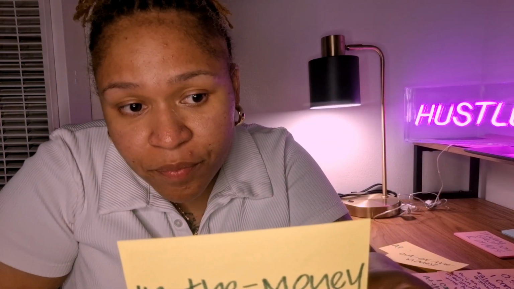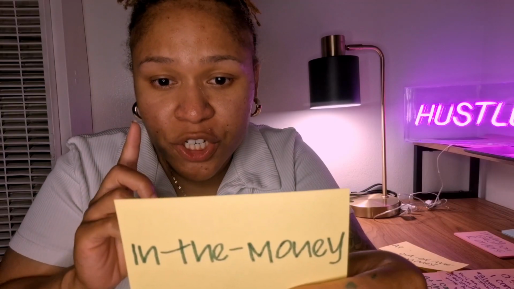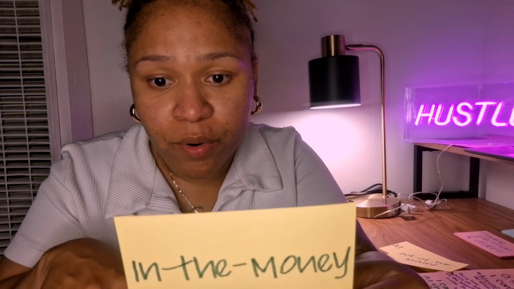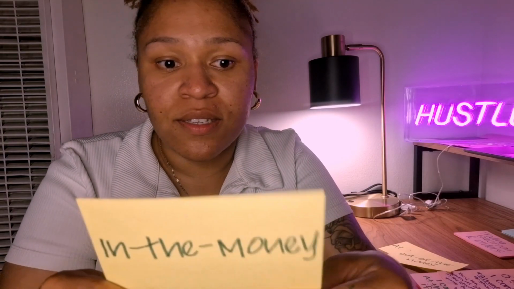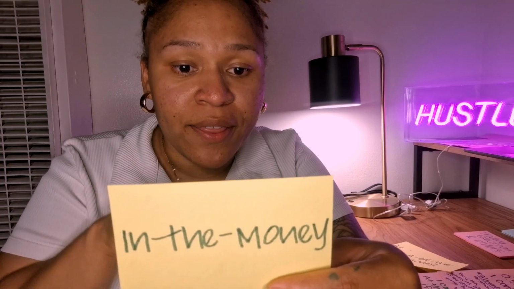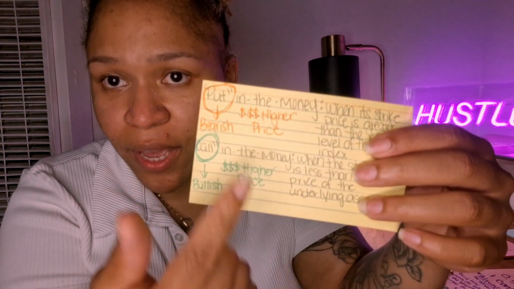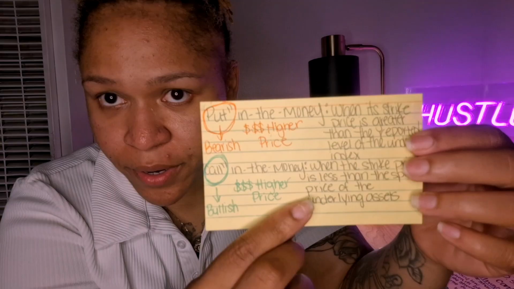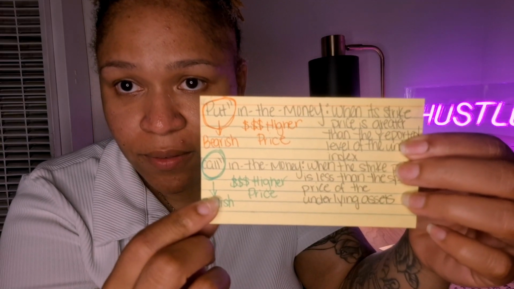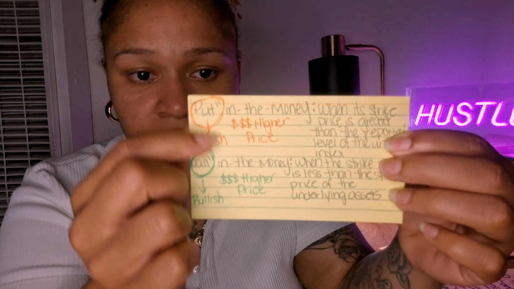So put in the money is when its strike price is greater than a reported level of the underlying assets. And your call in the money is when the strike price is less than the spot price of the underlying assets. So this is the way I put it on here so that I can remember it. The color of the candlesticks usually indicate the direction of the traffic of the chart.